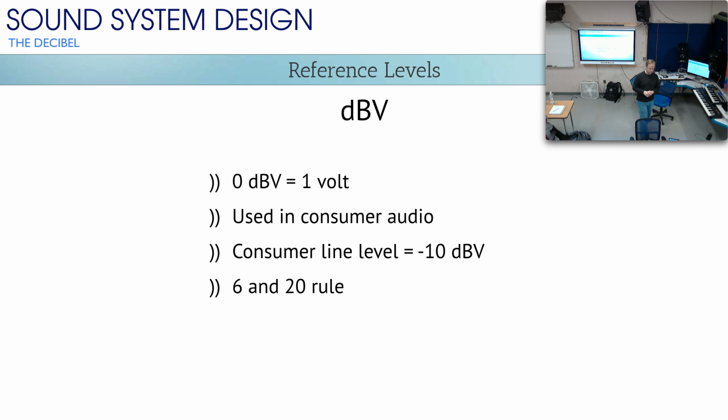dBV. dB with a big V. So dBV is a decibel level, reference level, relative to voltage. And we have somewhat arbitrarily decided that 0 dBV is going to equal 1 volt. dBV is usually used in consumer audio equipment, like the kind of stuff you would get at Best Buy, okay, that has RCA connections on it or something, right? So the specification sheets for all that are usually going to be listed in dBV.